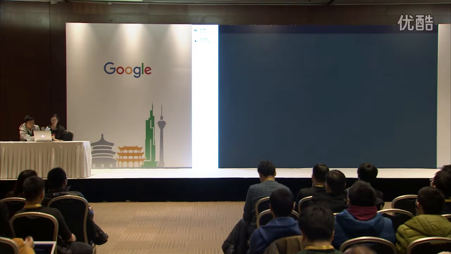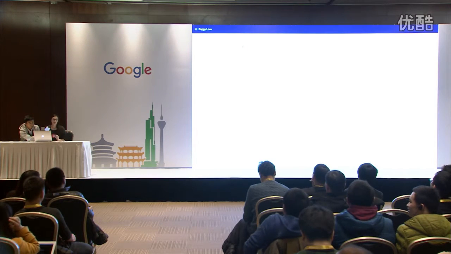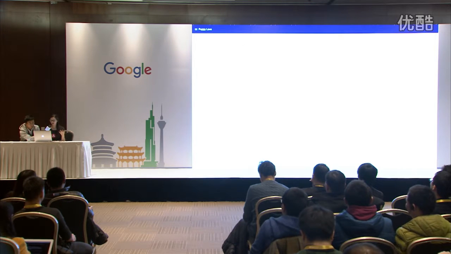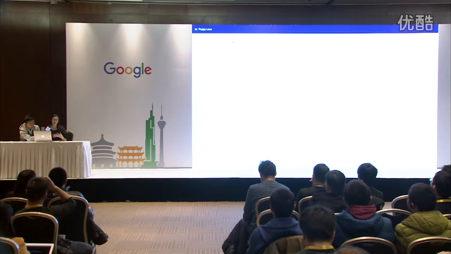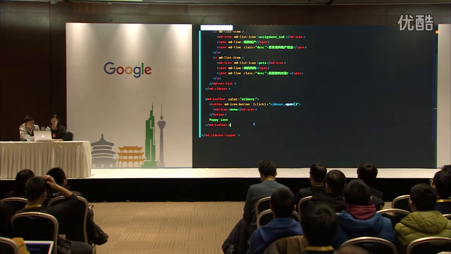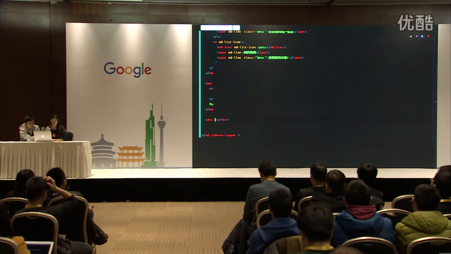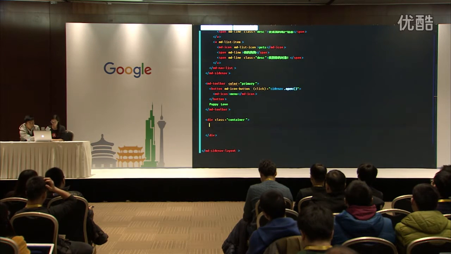All right, cool. So we basically have our application scaffold done. We have our toolbar, we have a side nav that opens with our links, but obviously we're missing all of the important parts, right? The content. So let's start by building our dog profiles. So we can create a container here.